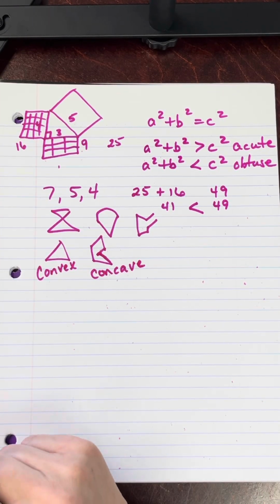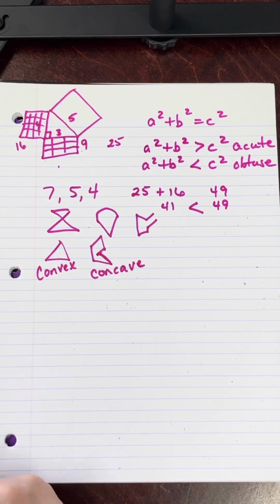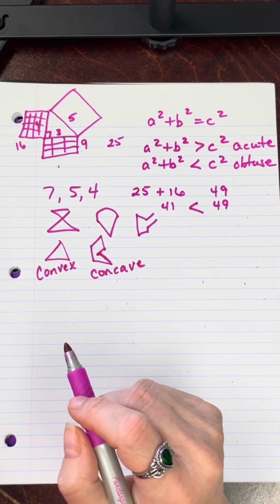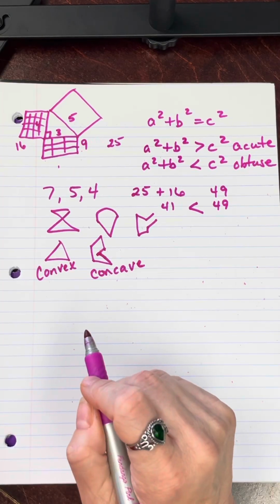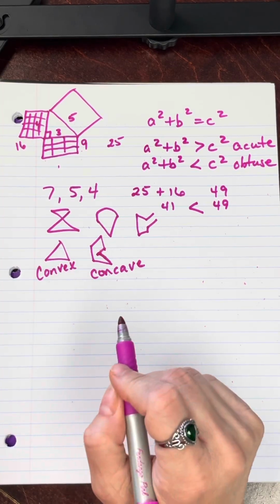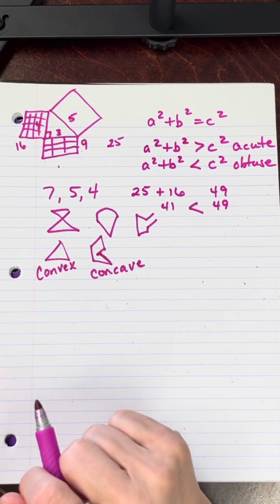H and I are getting a little more specific. They are all convex, all corners are pointing out. And in H, all of the sides are listed with the tick marks as being the same length. So we use that word equilateral. Lateral being sides, equal, all sides are equal. That's an equilateral polygon.